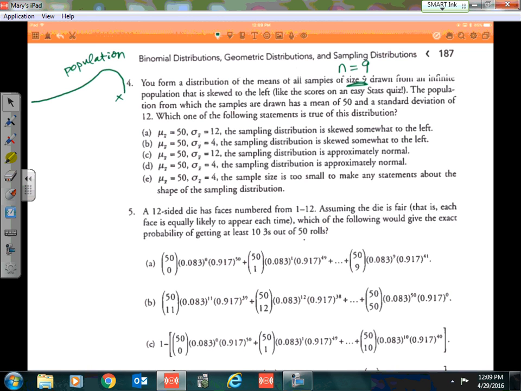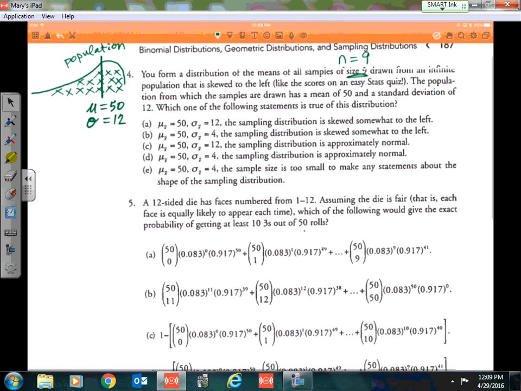So we know the shape of the population. We know that it is not normal. So we're going to need some large enough sample size in order to fix the problem. All right. The population from which the samples are drawn has a mean of 50, and the standard deviation of the population is 12. Which of the following statements is true of this sampling distribution?